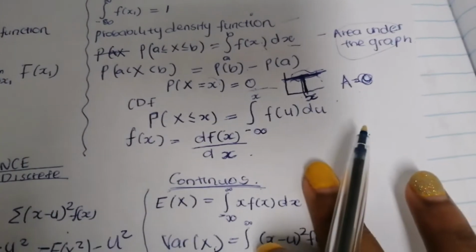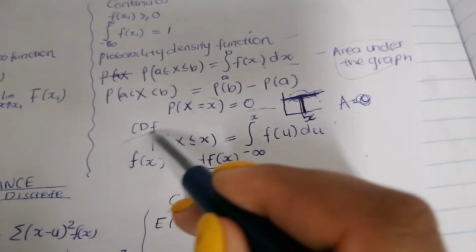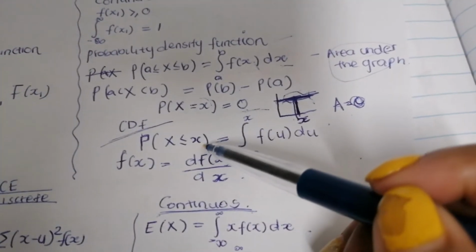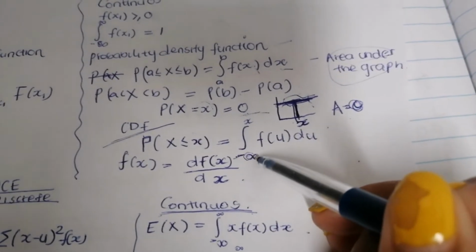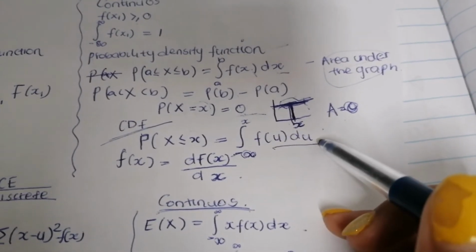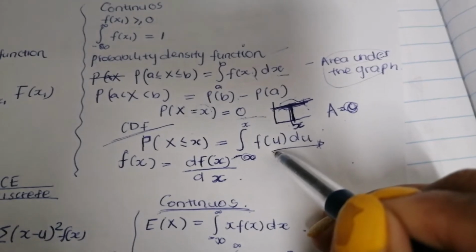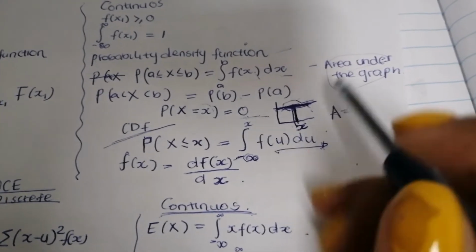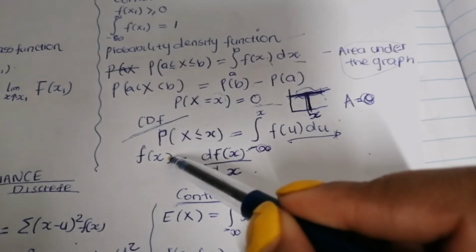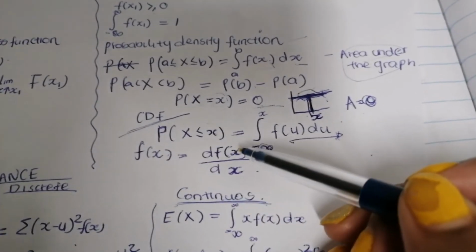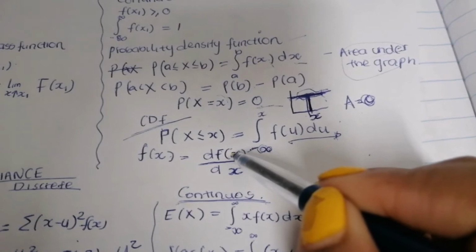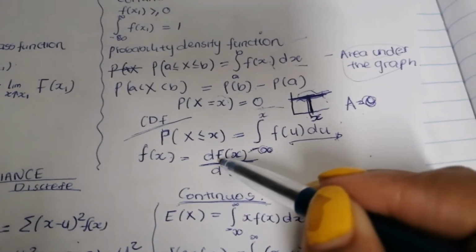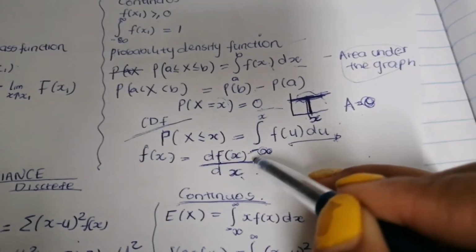The CDF at x will be, you will integrate from negative infinity until x, and then you will just integrate the given probability density function. To get the probability density function given the CDF, you are going to differentiate the CDF by dx, so it's going to be dF of x divided by dx, right?